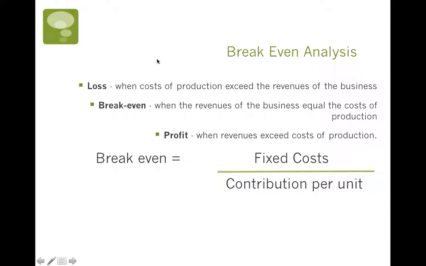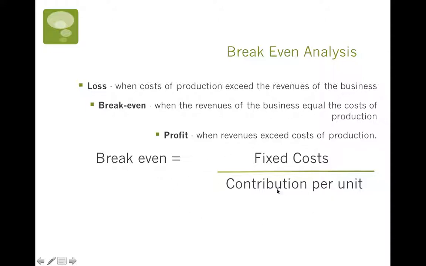So break-even analysis is where we identify how many units a company needs to sell in order to cover all of the costs. So that is the fixed costs and the variable costs. So we understand that a loss is made when the costs of production exceed the revenue of the business. And a profit is made when the revenue exceeds the cost of production. Well, break even is when the revenues of the business equal the cost of production. So this is a calculation that shows us a number of units that are to be sold in order to just cover the cost of production before you make profit.